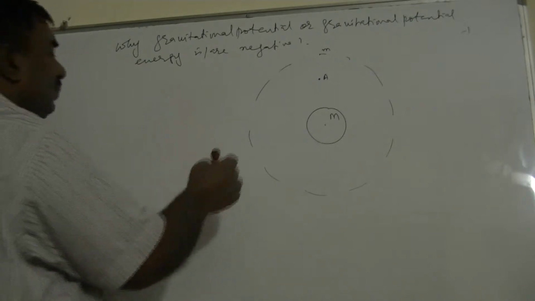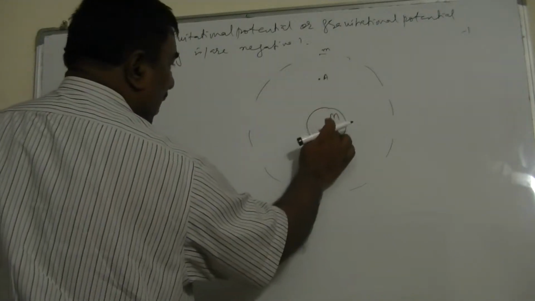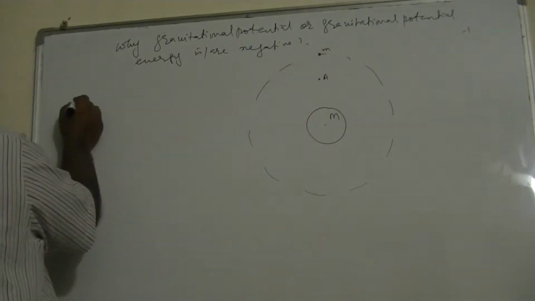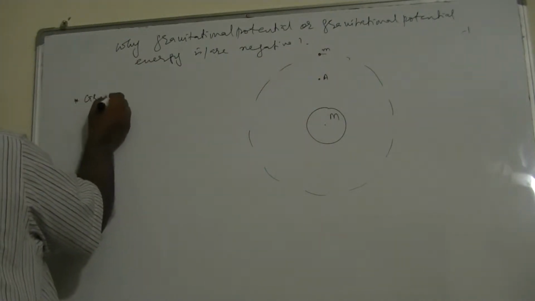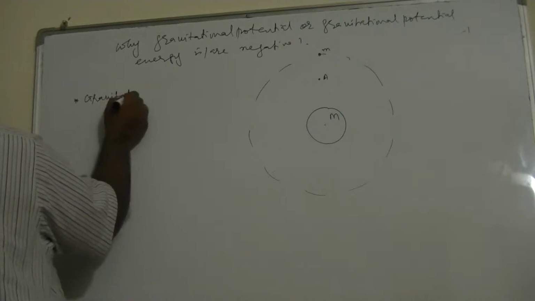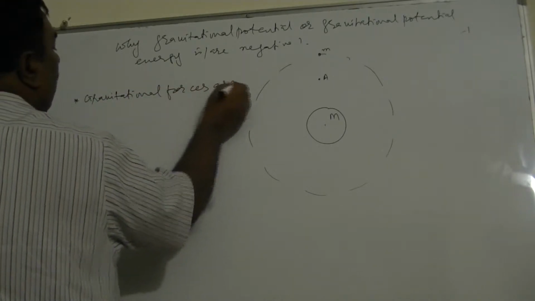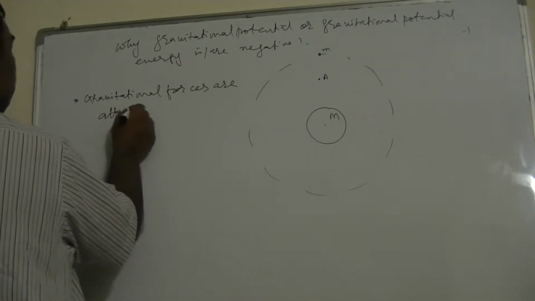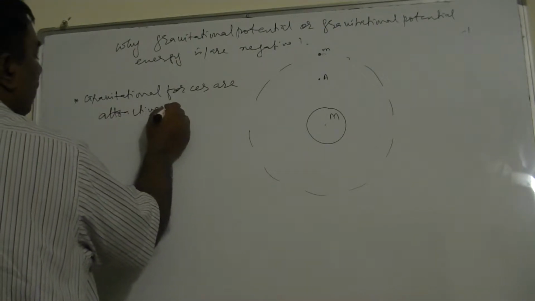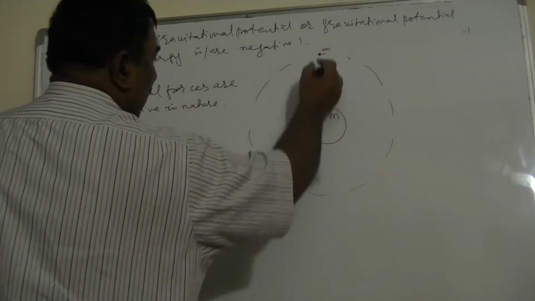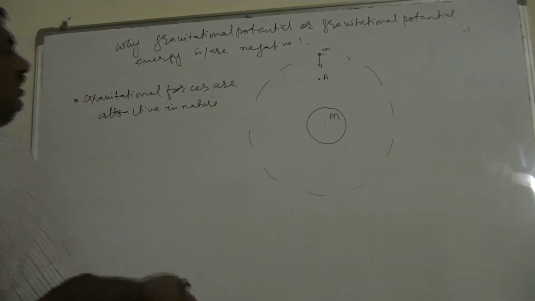Now, if this body is brought, this capital M is attracting this body of mass M. So I will first write: gravitational forces are attractive in nature. You should always write this first. Gravitational forces are attractive in nature. So it means if this body is let go, it will be accelerating due to this force.